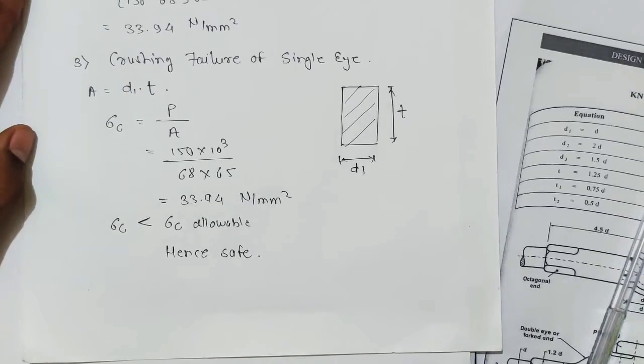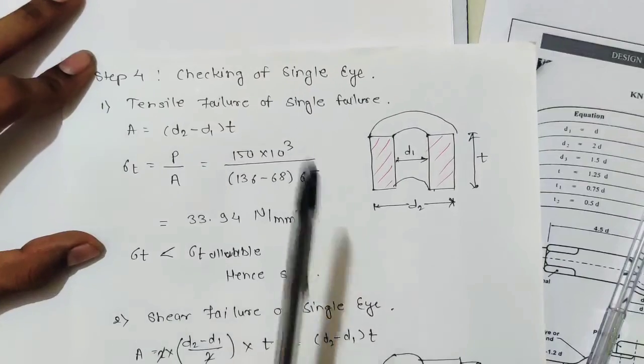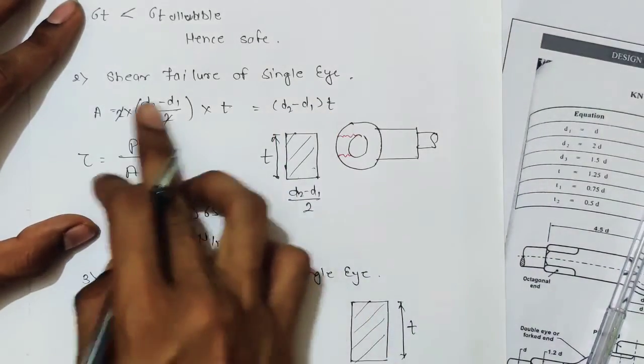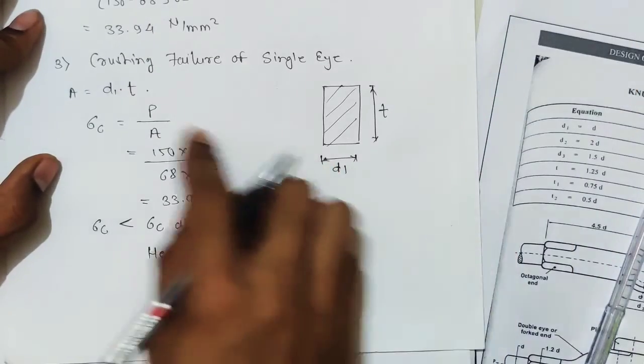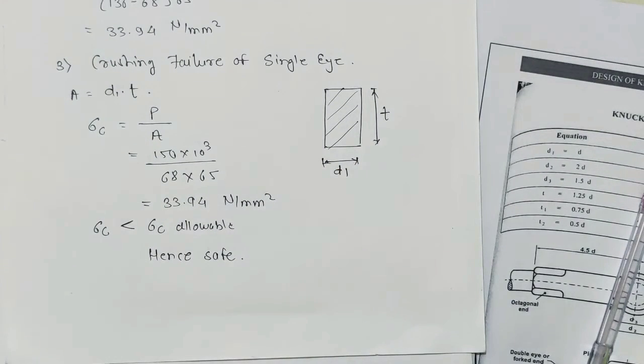Hopefully you understood these three steps of single eye. The first step was tensile failure, this diagram, then shear failure, this diagram, then for crushing failure, this diagram. Right, now we will move to the double eye.